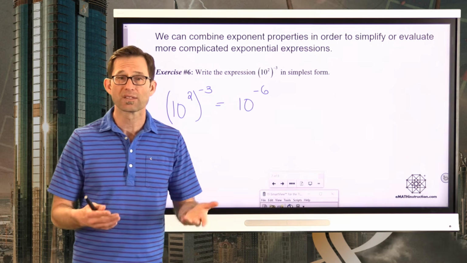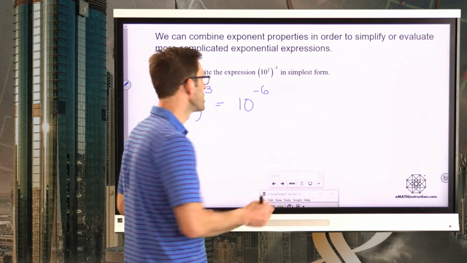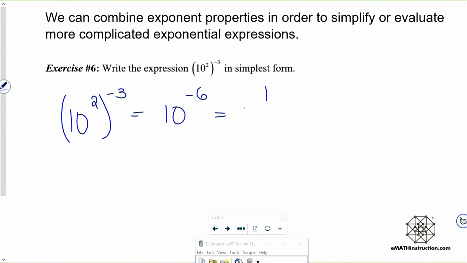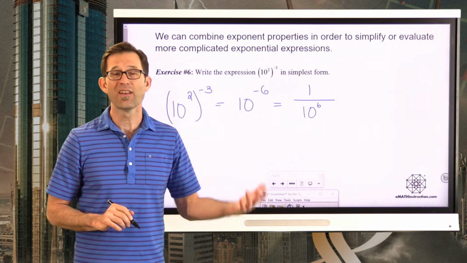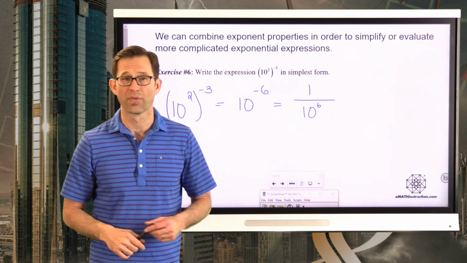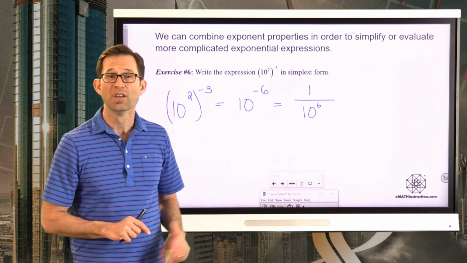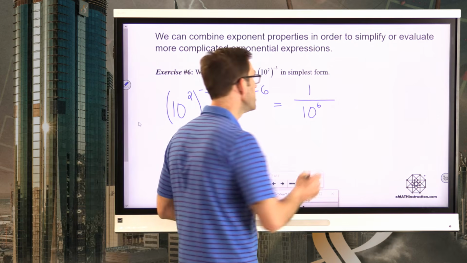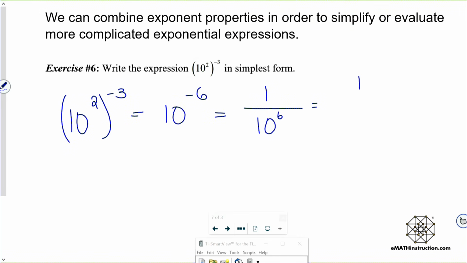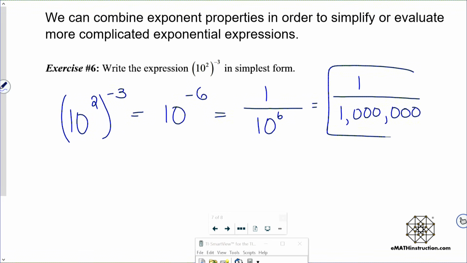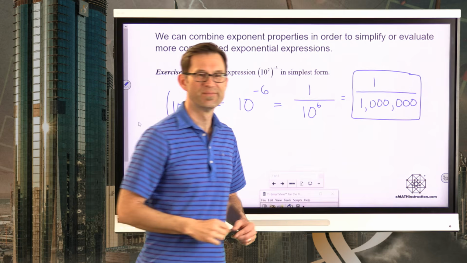Now we can have that exponent rule that says, hey, if I raise something to a negative exponent, that's going to be 1 divided by that number to the positive exponent, 1 divided by 10 to the 6th. And 10 to the 6th is one of my favorite numbers out there. It's 1 million. So this is all going to be 1 divided by 1 million, or 1/1,000,000th. A little bit hard to say, but yeah, 1/1,000,000th. And there it is.